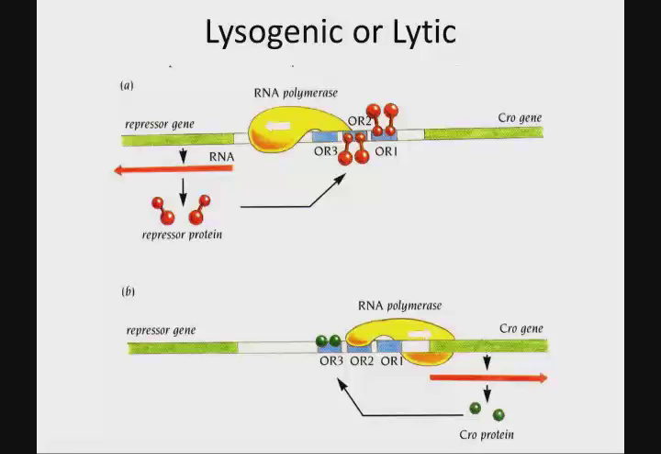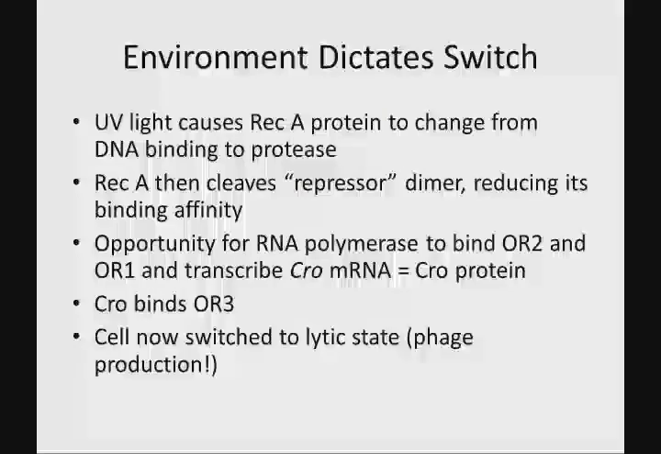So what causes the balance to shift? It could seem that once you got repressor going, you're locked in. Well, in fact, it's environmental information, and it makes a whole lot of sense. So UV light can affect a different protein that's inherent to the bacterial cells called RecA. It deals with DNA repair. And when there's UV light, it can cause RecA protein to change from a DNA binding protein to having a protease activity. So proteases are proteins that chop up other proteins.